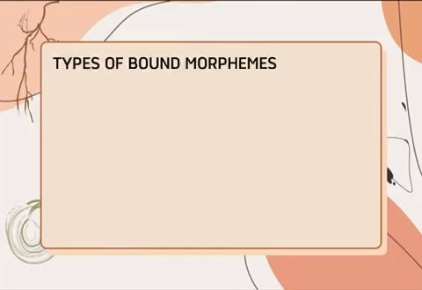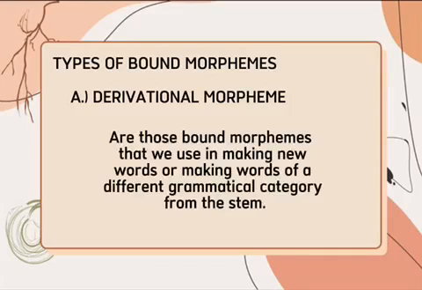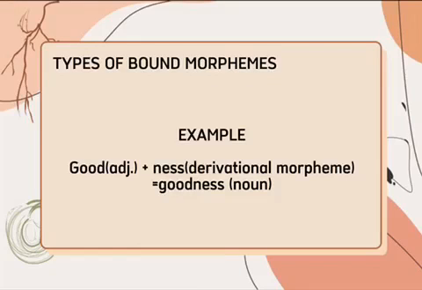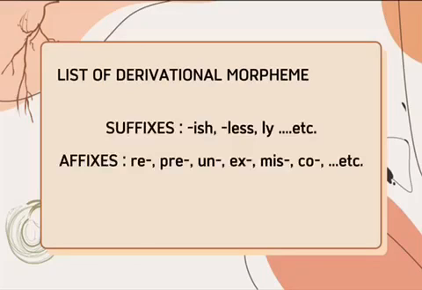There are also types of bound morpheme. We have derivational morphemes, those bound morphemes that we use in making new words or making words of a different grammatical category from the stem. For example, goodness. Good is an adjective and ness is a derivational morpheme, and goodness is a noun. A list of derivational morphemes includes suffixes such as ish, less, ly, and etc. Affixes such as re, pre, un, ex, mis, co, and etc.